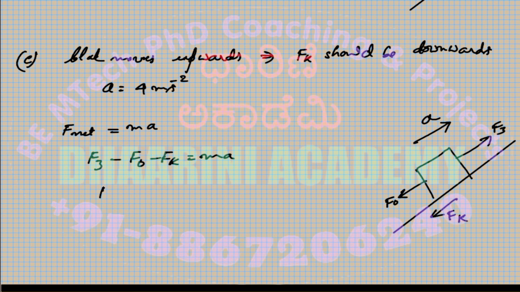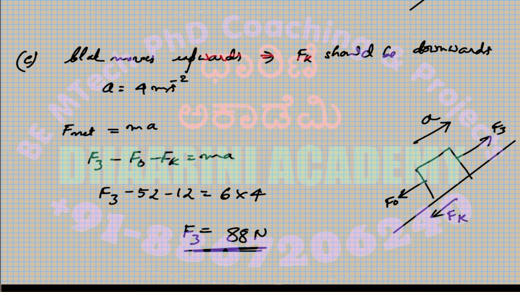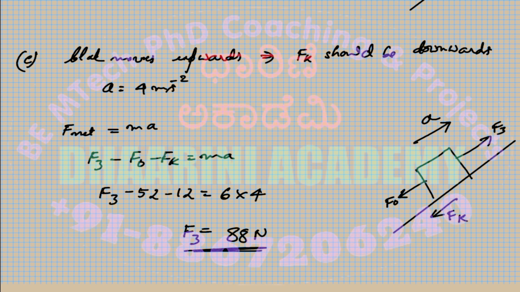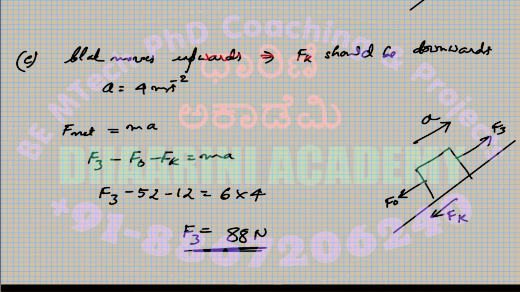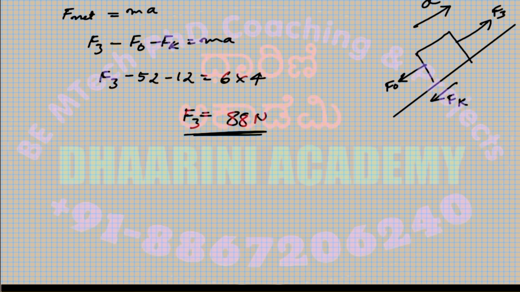So let us try to solve this. That means F3 minus F naught, which is 52, minus Fk, which is 12, should be equal to mass, that is 6, into acceleration, which is given as 4. So this means the required force F3 is equal to 24 plus 12 plus 52. That is 88. 88 Newton. Okay, right. That's the solution.